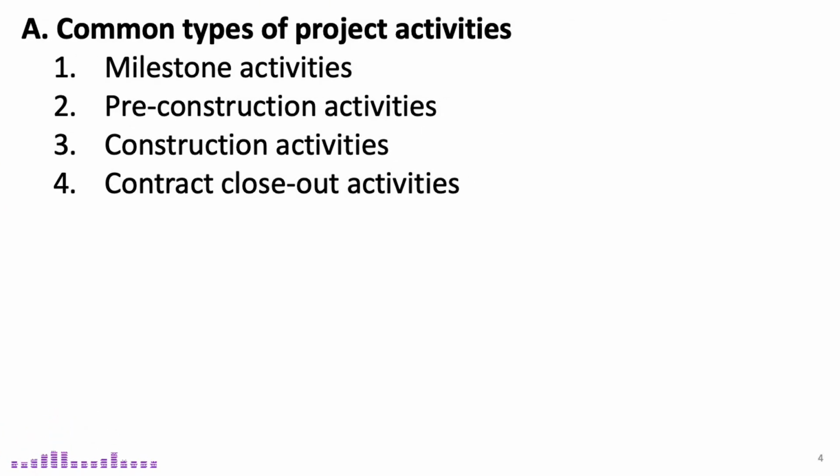Project activities can generally be classified into four common categories. First, we have milestone activities. Next, pre-construction activities. Third, construction activities, which will be our primary focus in this class. And finally, contract closeout activities.